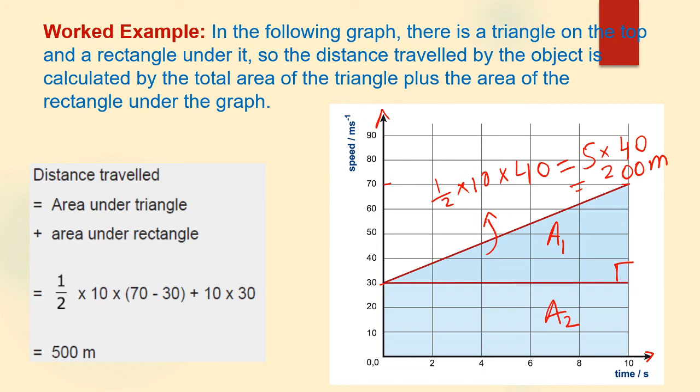Now, what will happen to this area A2? So area A2 is length times width. So length is 10 and the width of the graph is 30. So that's going to be 300 meters. So we can add up both shapes. The first shape is basically 200 meters and the second one is 300 meters. So the total is 500 meters.